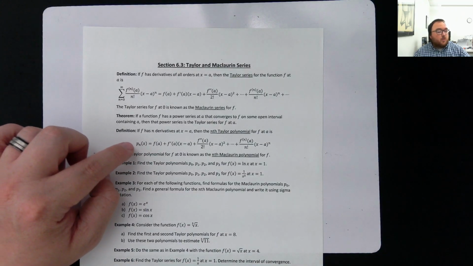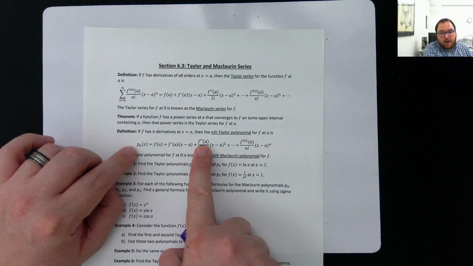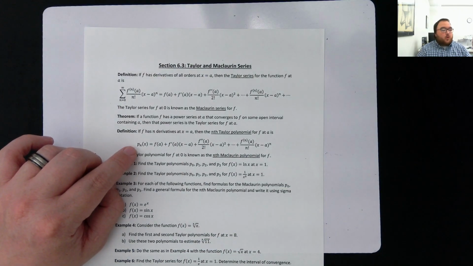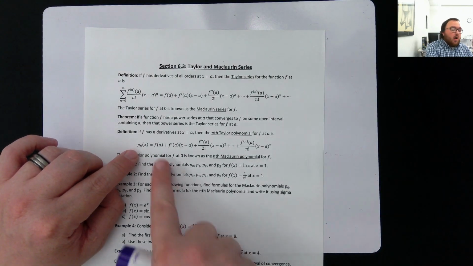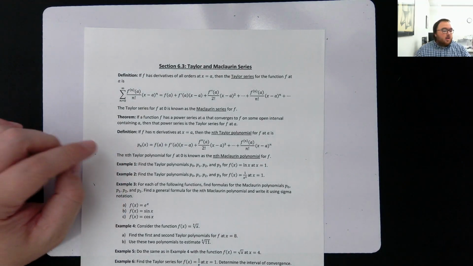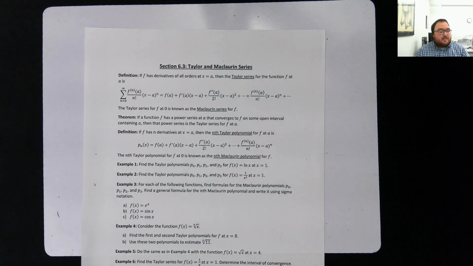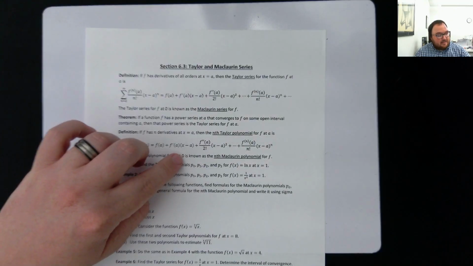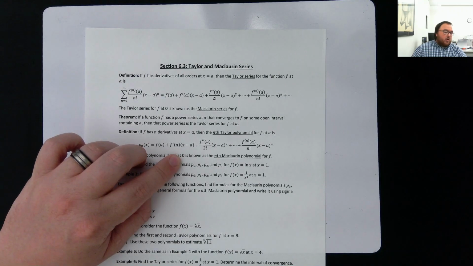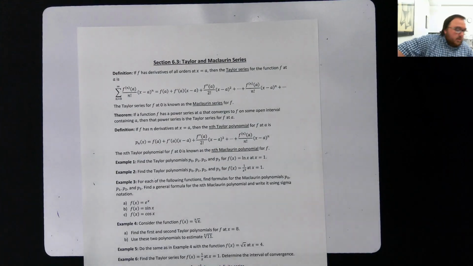So if I ask for P2, I'm going to go up to the second derivative. If I asked for P8, I'm going to go up until the eighth derivative. That's what I mean. The nth Taylor polynomial for f at 0 is known as the nth Maclaurin polynomial. So again, if the a is going to be 0, it's going to be the Maclaurin. Okay. All right. Example number 1.